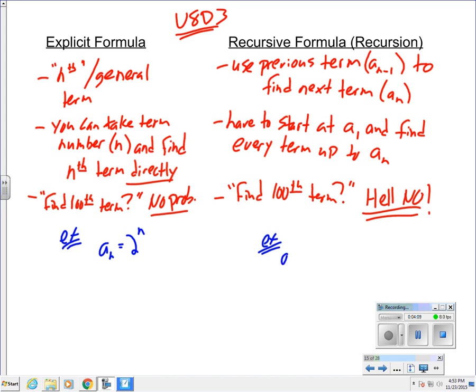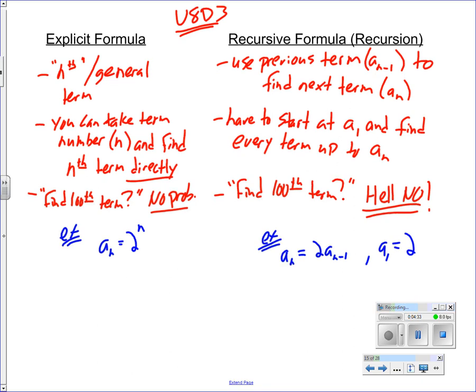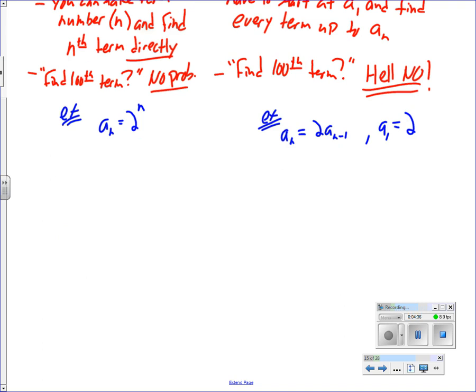An example of what a recursion equation looks like would be an equals 2 times a n minus 1. And then you have to have the first term given to you, which tells you a1 is 2. So even though these are two different formulas, one recursive and one explicit, they actually describe the same sequence.